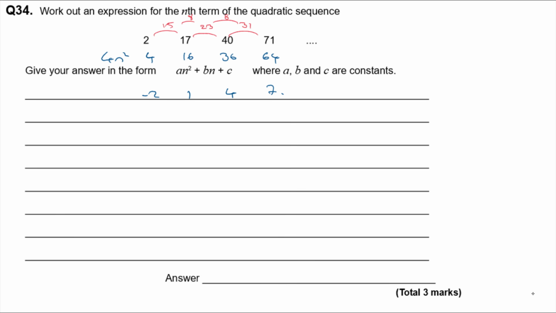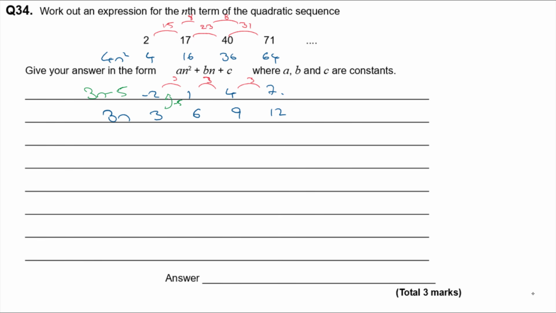Okay, so this is a linear sequence. It's going up in threes, isn't it? Plus 3, plus 3, plus 3. So I know something goes up in threes. It's 3n. 3n goes 3, 6, 9, 12. I've got minus 2, 1, 4, 7. So each one of those numbers is my sequence minus 5. So this part here must be 3n minus 5.